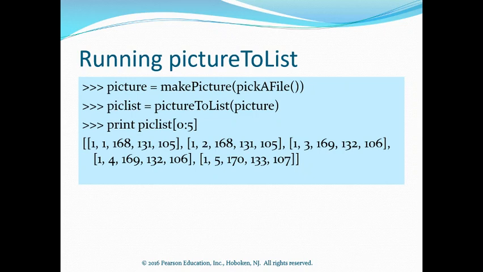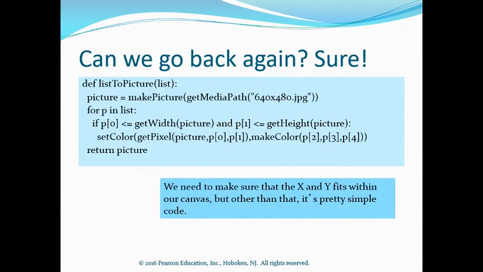So we can see at X and Y locations 1, 1. So that's the first location. We can see that it's 168, 131, 105, then 1, 2, and so on and so forth. And that's how we decided that we want to represent our data, because we do have 5 data points per pixel, not as simple as the sound is.